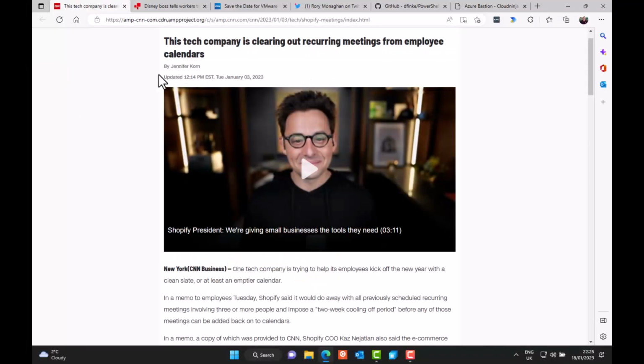In a memo to employees, Shopify said it would do away with all previously scheduled recurring meetings involving 3 or more people and impose a 2-week cooling off period before any of those meetings can be added back onto calendars. In a memo, a copy of which was provided to CNN, Shopify COO Kaz Nyatian also said the e-commerce company would reinstate meeting-free Wednesdays and limit large meetings with over 50 people to a 6-hour window on Thursdays.